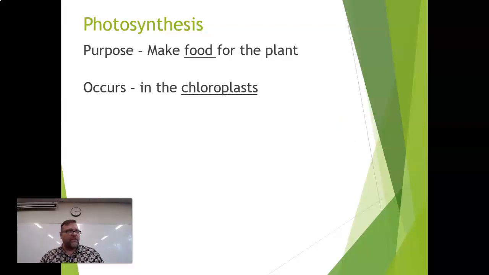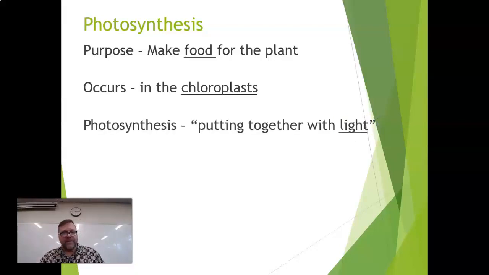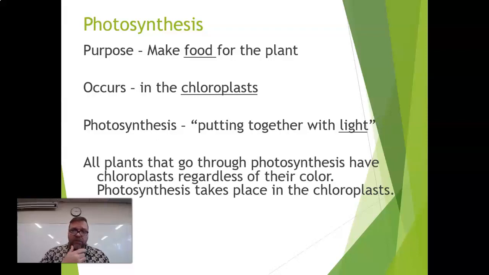It occurs in these little things called the chloroplasts. Photosynthesis literally means synthesize, means to put together, and the word photo means light. So using light to put things together. All plants go through photosynthesis, have chloroplasts, regardless of their color. The majority of them are green. But regardless of their color, all plants that undergo photosynthesis have chloroplasts.